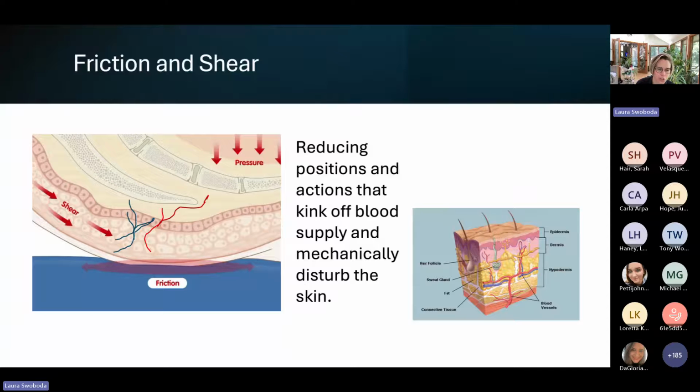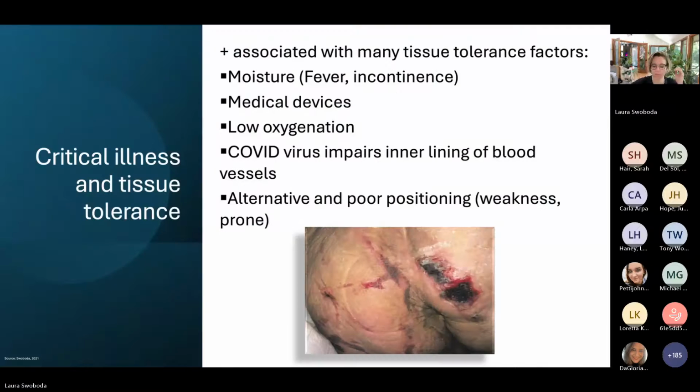As opposed to friction, where we also get the cellular deformation, but that's more at skin level. And we're thinking more about the brick and mortar structure of our skin and its ability to shift and disperse those shear forces. So both are very, very important factors in the development of pressure injuries.